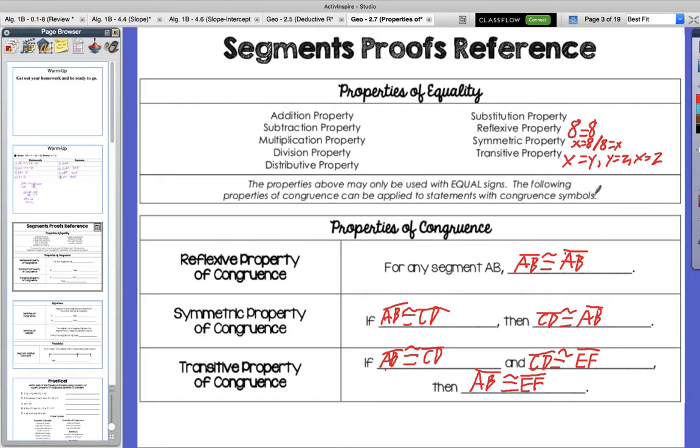So all those properties of equality, these three also apply to the properties of congruence. Now the other ones, the addition, subtraction, so on and so forth, only apply to equality there, okay? So you have to be careful with that. Substitution, though, can apply to congruence, but it's very similar to just the transitive property.